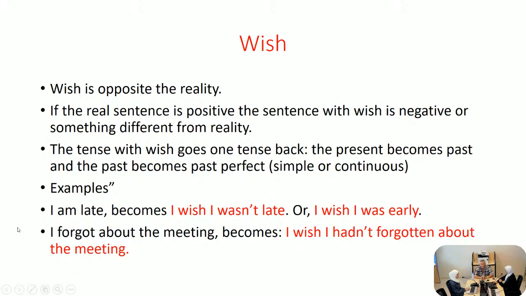Next, Ms. Rawa, wish. Ms. Safa, wish is opposite to reality. If the real sentence is positive, the sentence with wish is negative or something different from reality. The tense with wish goes one tense back. The present becomes past and the past becomes past perfect, simple or continuous. For example, I'm late, so I wish I wasn't late, or I wish I was early. So either we make it negative or put something different from reality. Very good. So I forgot about the meeting becomes I wish I hadn't forgotten about the meeting.